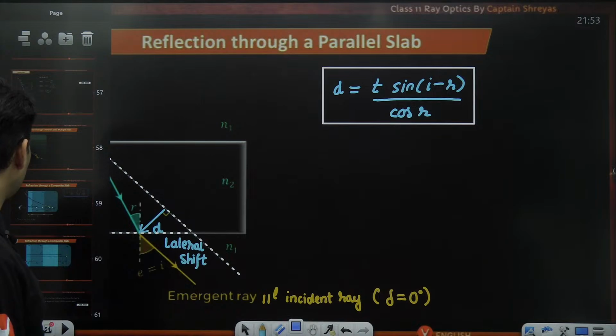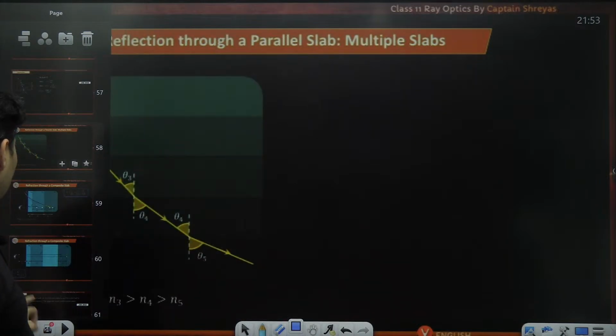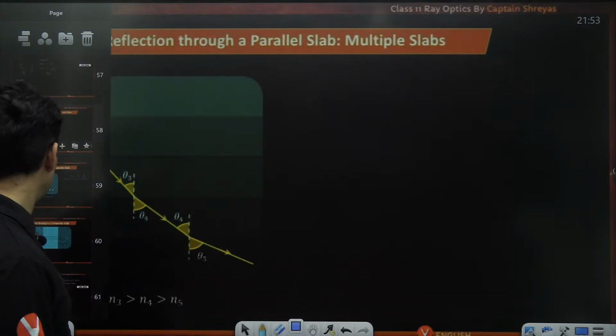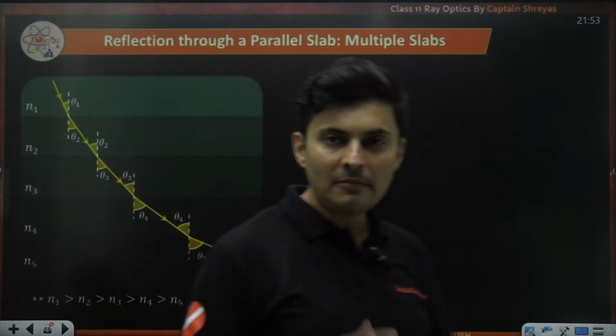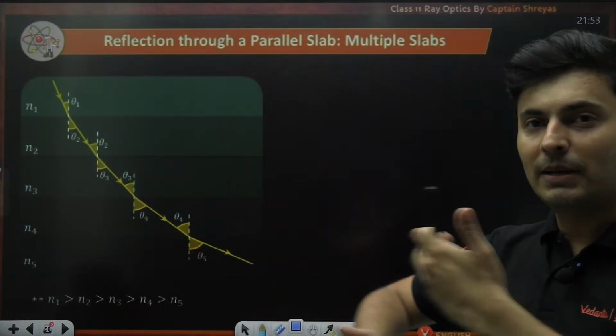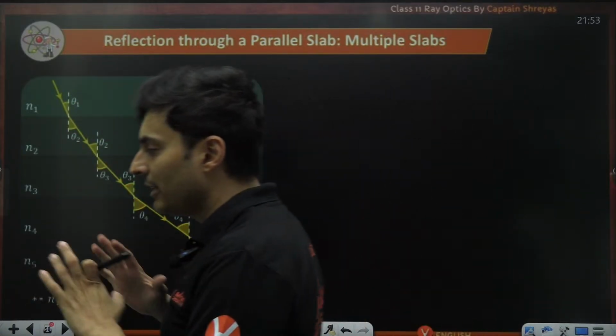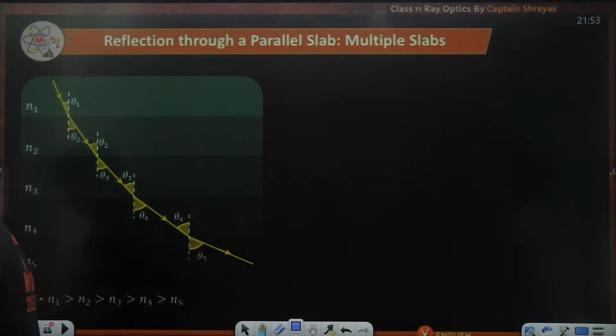So I'm just telling you that. Now, the last concept, which is of multiple slabs. That's what we are going to see. Multiple layers, multiple medium changes. So what are the different things that you need to remember?